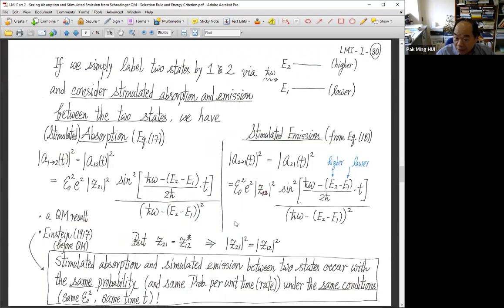Therefore, we don't need to repeat the discussion again. We just copy results, okay? It is more interesting to compare side by side the formula. Now, instead of labeling the two states initial and final, let's consider the situation where we simply label the state by 1 and 2. So I have 1 here, 2 here, okay? The more important thing is that this is lower energy, this is higher energy.